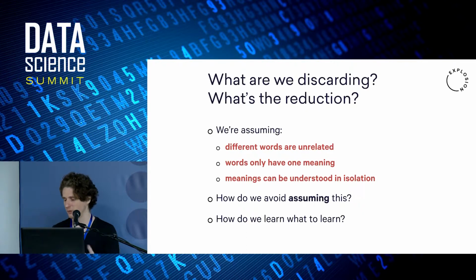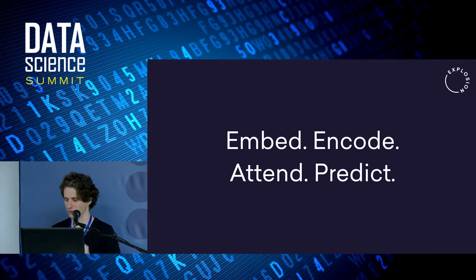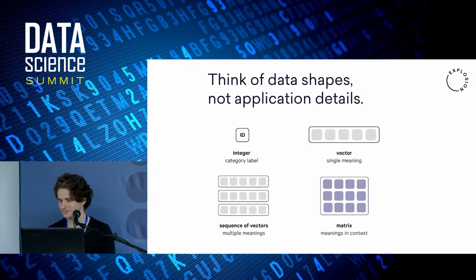Okay, so here's how we are going to do that. There are going to be these 4 little steps that we do in transforming our representation from these word IDs towards something that we can actually predict on. Okay, and there are 4 steps: embed, encode, attend, and predict.